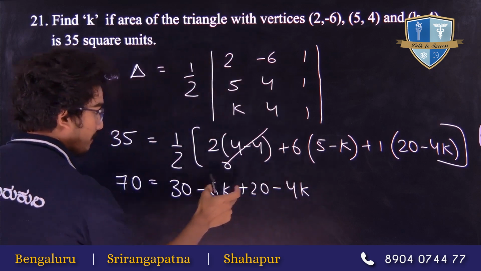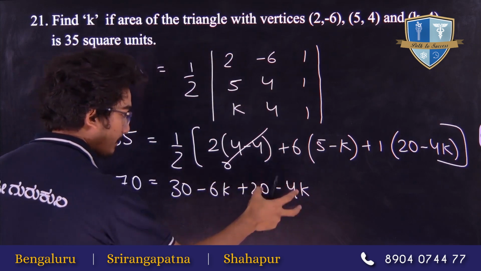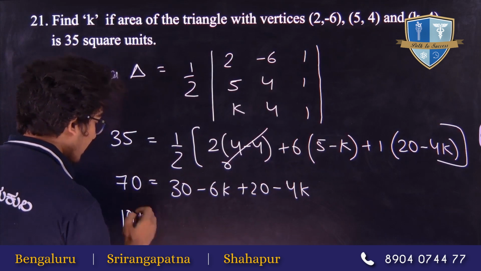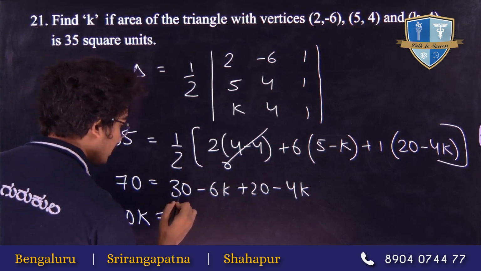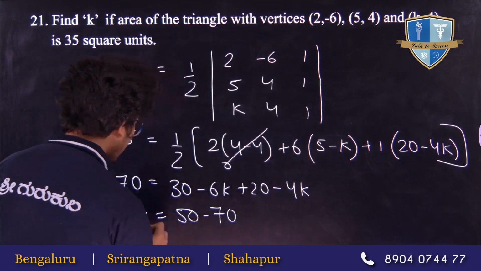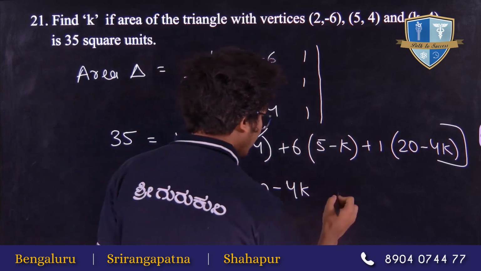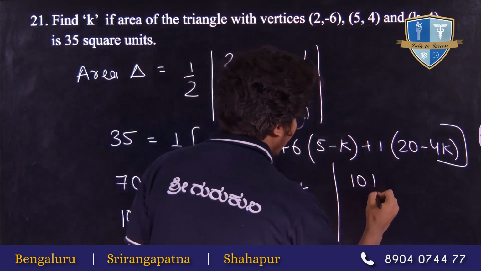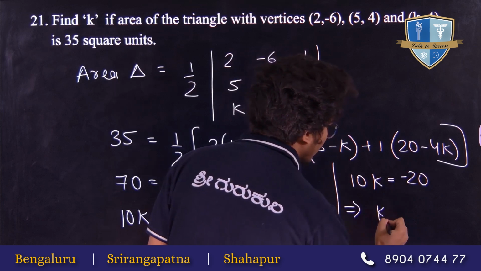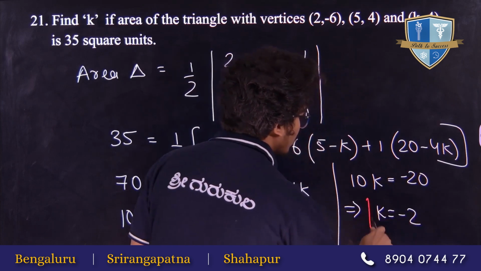So minus 6k and minus 4k will become minus 10k, and the minus 10k will come on the other side. So it will become 10k, and this 70 will go on the other side. So it will be 30 plus 20, 50 minus 70. So 10k is equal to minus 20, which implies k is equal to minus 2. So k is equal to minus 2, our final answer.